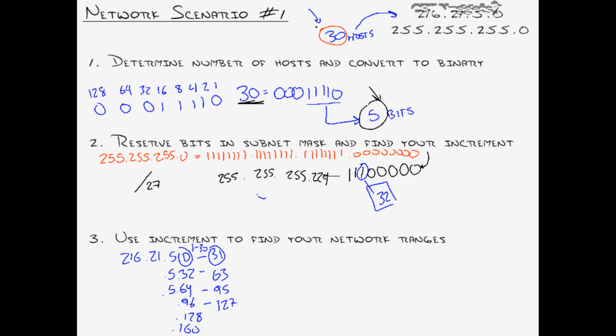Just how many subnets do we get? 2 to the power of, well, we introduced 3 more subnet bits. 2 to the power of 3 will end up being 8 total subnets if we were to work this down the whole way. And if we were to do 2 to the power of 5, because there's 5 host bits that we saved, minus 2, that leaves us with 30 hosts per subnet.